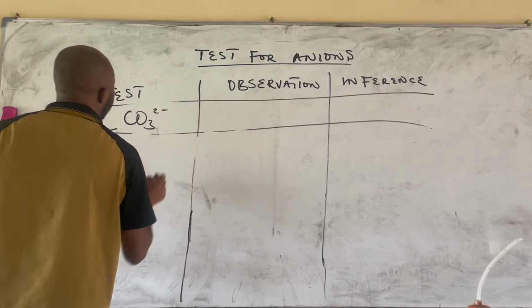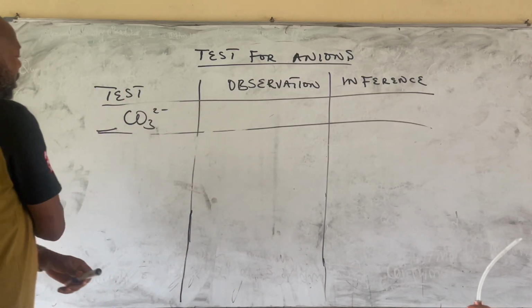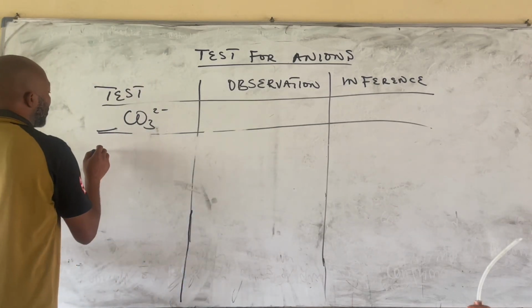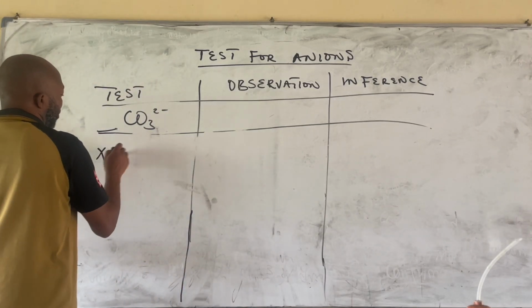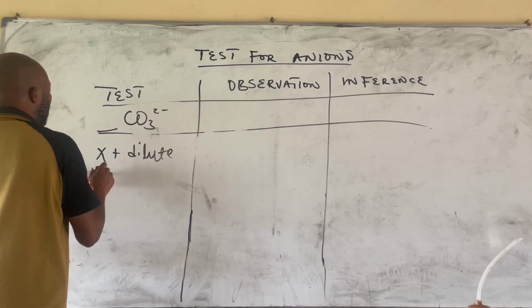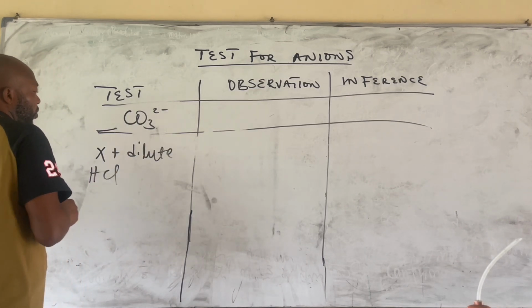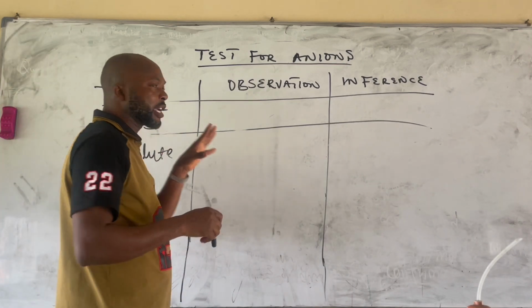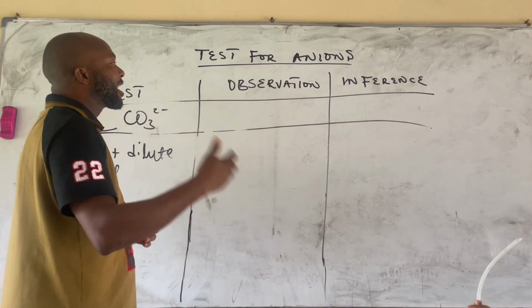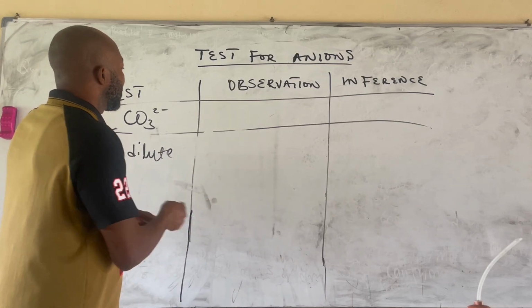CO3 2 minus. In test for carbonate, we say sample X plus dilute hydrochloric acid. When we add acid to a carbonate compound, we say there is a gas, effervescence was given off.